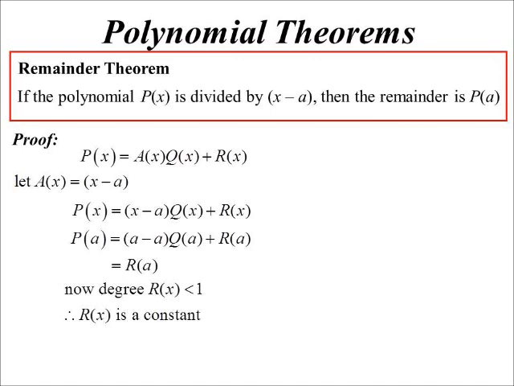But I also know the degree of the remainder is less than the degree of the divisor. In our case, we're dividing by a linear function, which is degree 1. Therefore, the degree of the remainder must be 0. In other words, it's a constant. So it doesn't matter what number I substitute into the remainder, it's always going to be the same value, and that value we know is the polynomial at a. And so there's our proof. We always get the remainder.